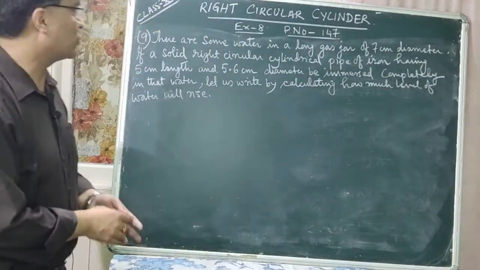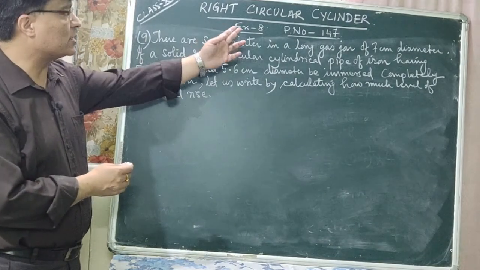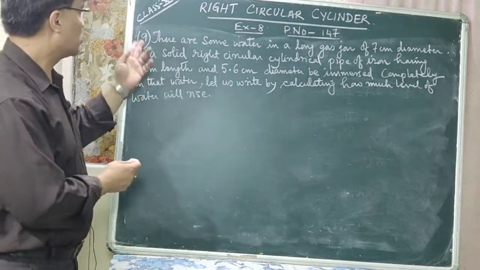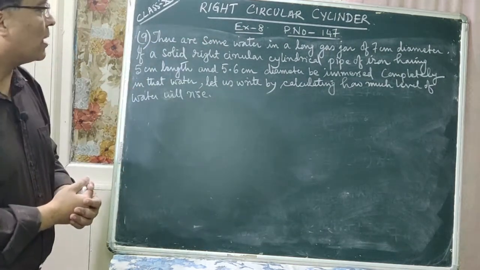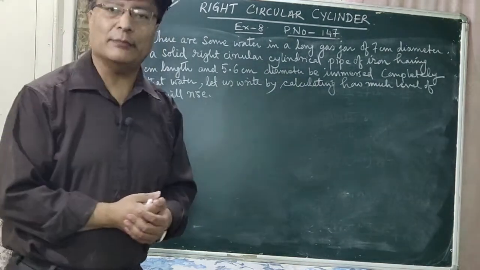So now we'll do the next question, that is question number 9. Same exercise 8. Now this is page number 147. Okay. So question number 9 is, there are some water in a long gas jar of 7 centimeter diameter.